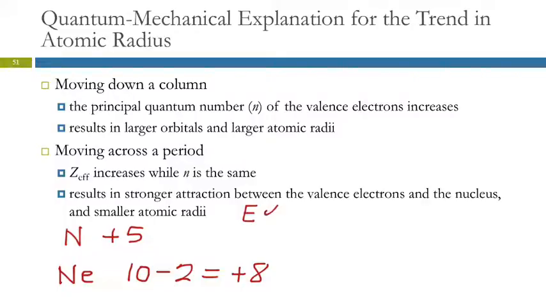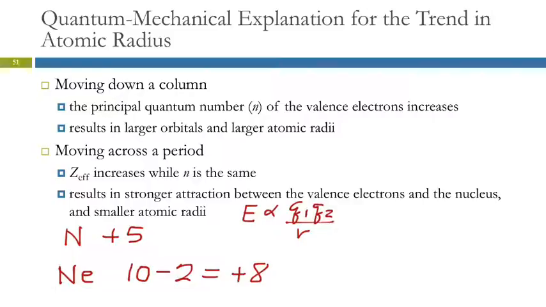So the energy is proportional to Q1 Q2 over R. The charge of the electron and the charge of the nucleus divided by the distance between them. Well, the charge on the electron isn't changing, but the effective charge on the nucleus is changing. Here we've got +8 instead of +5. So that pulls things in.